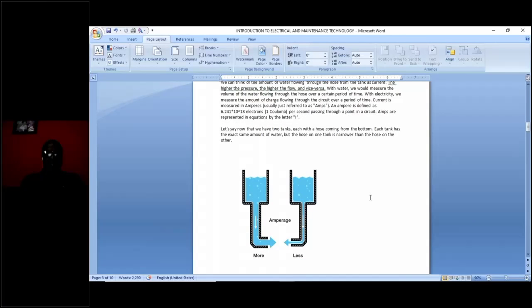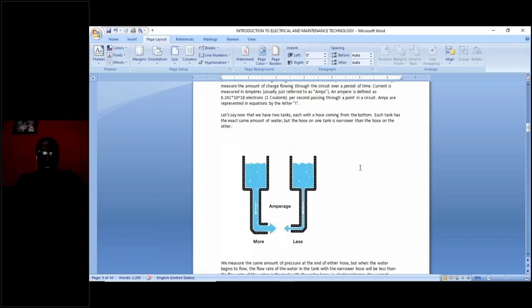So let's now say that we have two tanks represented here, each with a hose coming out from the bottom. Each tank has the exact same amount of water, let's say 100 liters or 200 liters, depending on the amount of water we are using as our analogy. The hose at the base of each tank, one is wider than the other, that means one is narrower than the other.